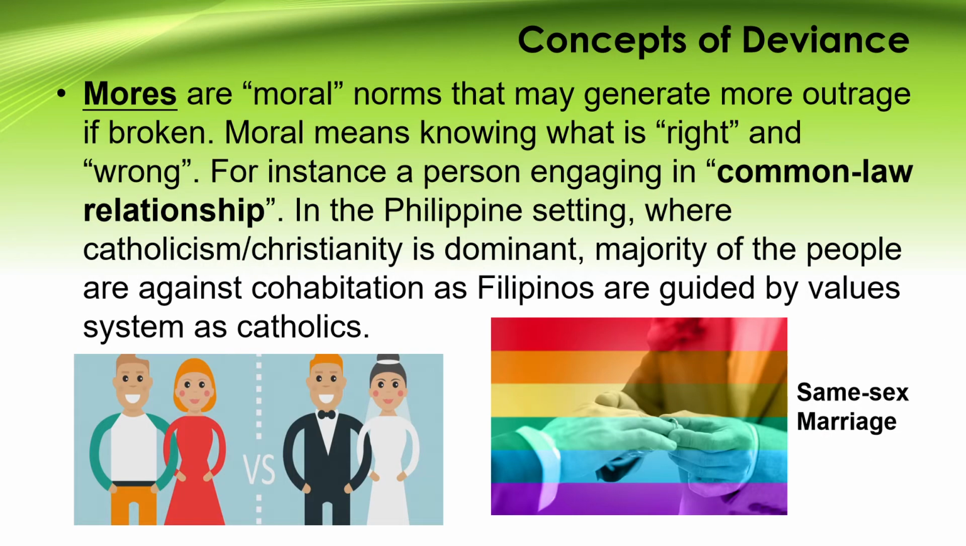Next, mores are moral norms that may generate more outrage if broken. Moral means knowing what is right and what is wrong. It is based on moral value or belief, and because mores are norms that are based on what is right or wrong, they produce strong feelings, thus generating more outrage if broken.